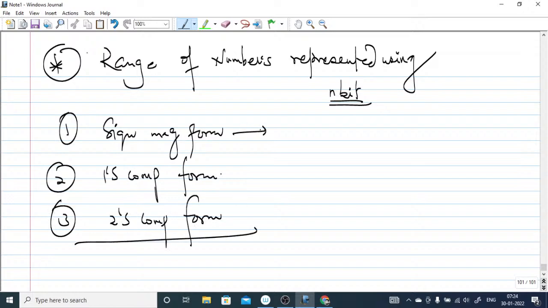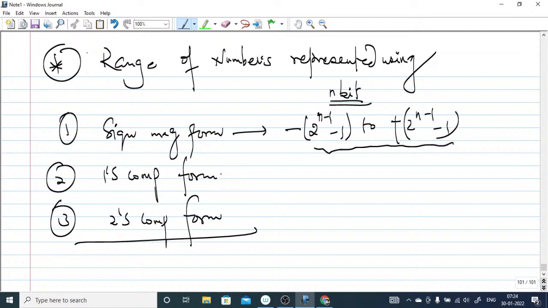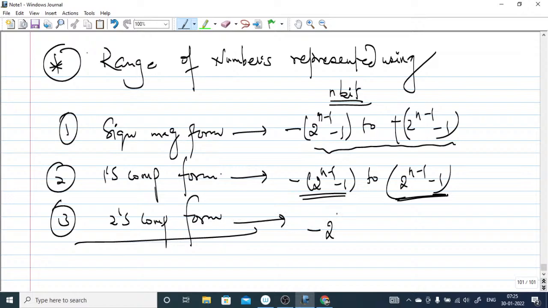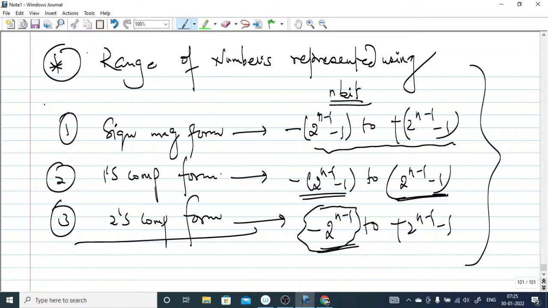okay. In case of sign magnitude form, the range will be minus 2 to the power n minus 1 minus 1, to plus 2 to the power n minus 1 minus 1, right? So it is symmetrical here. You can see sign magnitude form will be symmetrical always. And for one's complement it will be the same as the sign magnitude only. Now in case of 2's complement, you have to start from minus 2 to the power n minus 1, up to plus 2 to the power n minus 1 minus 1, right? So remember always these are the ranges of the numbers that can be represented in these 3 formats.